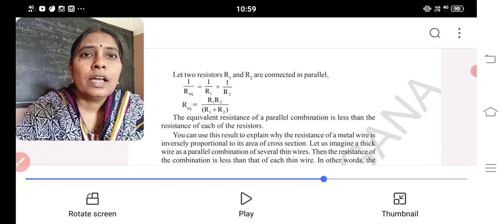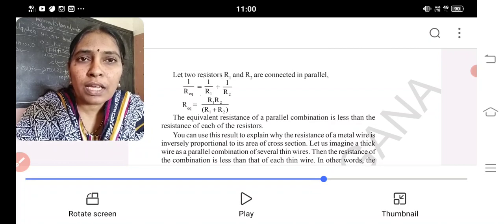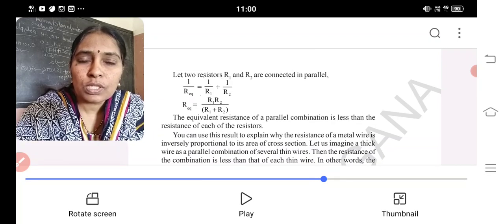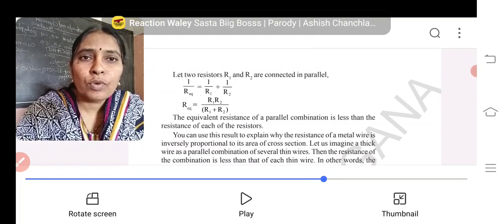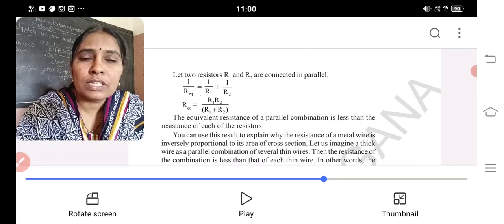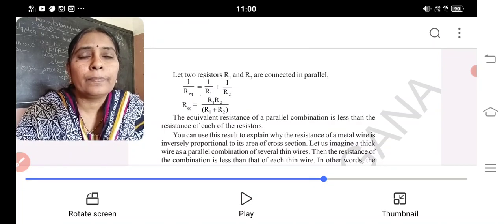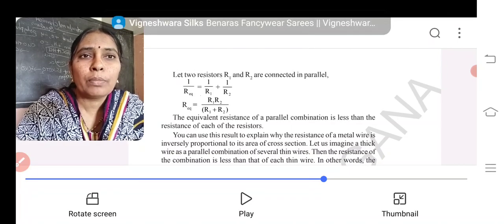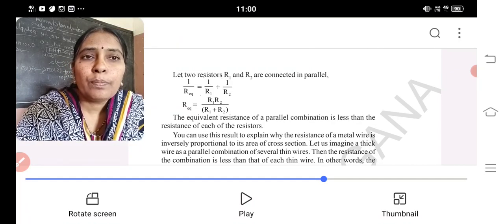Use this relation and frame the equation for I from Ohm's law. What is the equation for I from Ohm's law? I equals V by R. Using that relation, we get I1 equals V by R1, I2 equals V by R2, I3 equals V by R3. Substitute the values of I1, I2, I3 in the equation I equals I1 plus I2 plus I3. We get V by R1 plus V by R2 plus V by R3. If we take V as common, that is 1 by R equals 1 by R1 plus 1 by R2 plus 1 by R3. So this is our equivalent resistance in parallel connection.